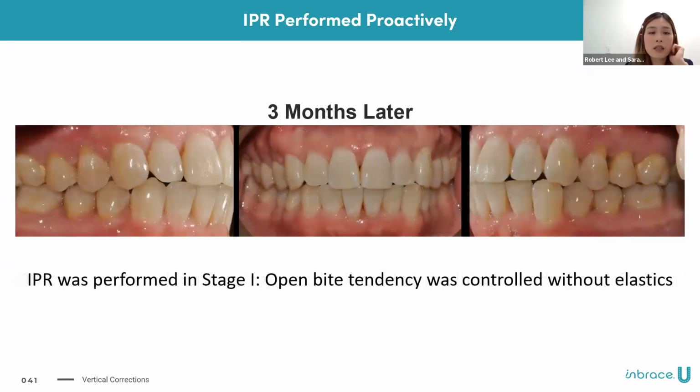And then 3 months later, you can see that most of the lower crowding has aligned and the open bite tendency was controlled without the need for elastics because the IPR was performed early in stage 1.